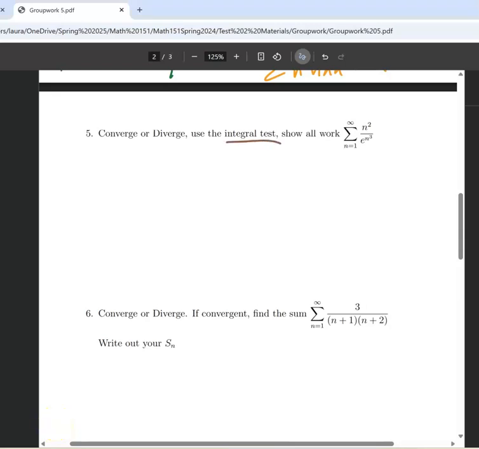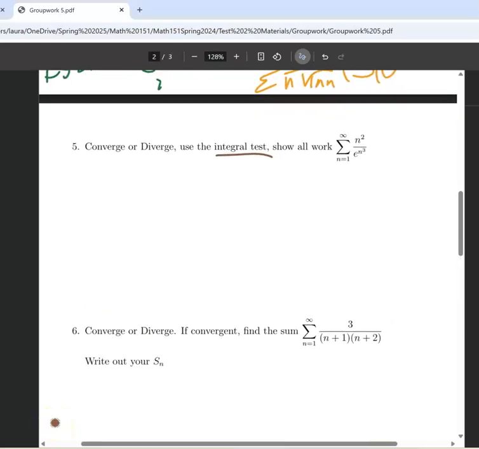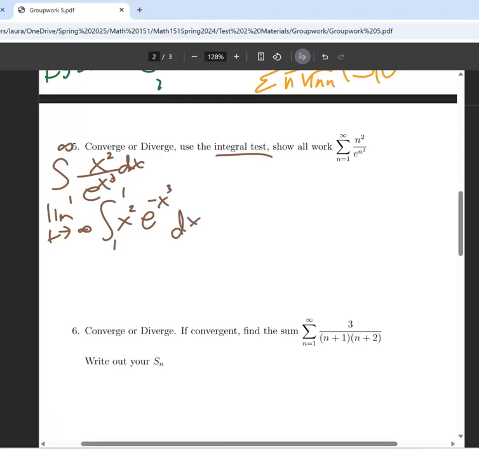It says use the integral test. So let's start. Integral from 1 to infinity, and change it to x's. That's a necessary step. E to the negative x cubed dx. Okay, so limit as t goes to infinity, and let me start the process of rewriting it. E to the negative x cubed, 1 to t.